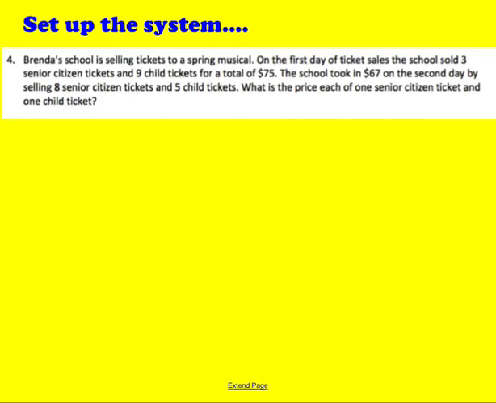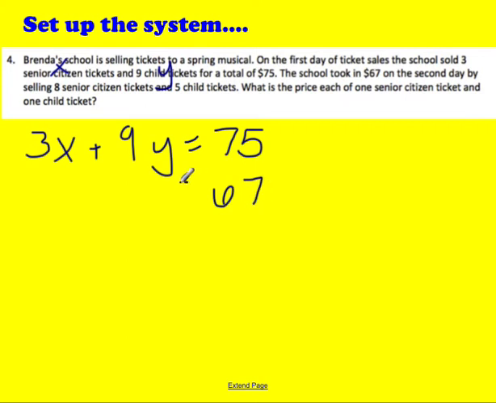Let's take a look at this one. Brenda's school is selling tickets to the spring musical. On the first day of ticket sales, the school sold 3 senior citizens. I'm going to let X represent the price of senior citizen and Y represent the price of child. So on the first day, at X price, they sold 3 senior citizen. At Y price, they sold 9 child, and that was $75. So then the next day, they took in $67. So they sold 8 senior citizens at price X and 5 child at price Y.